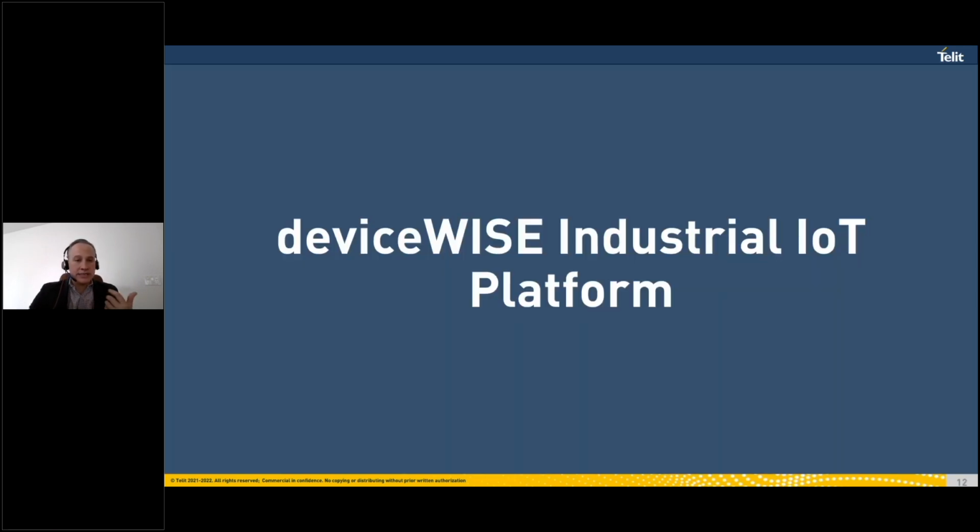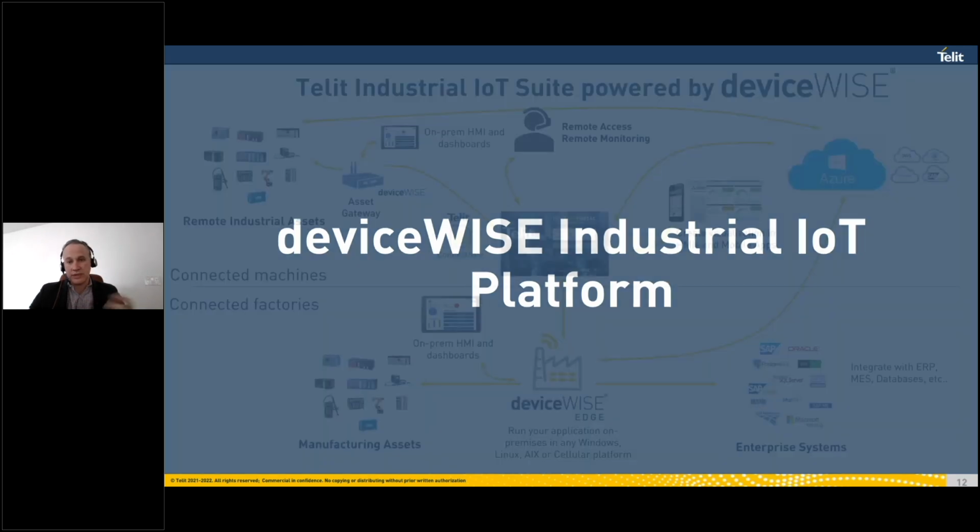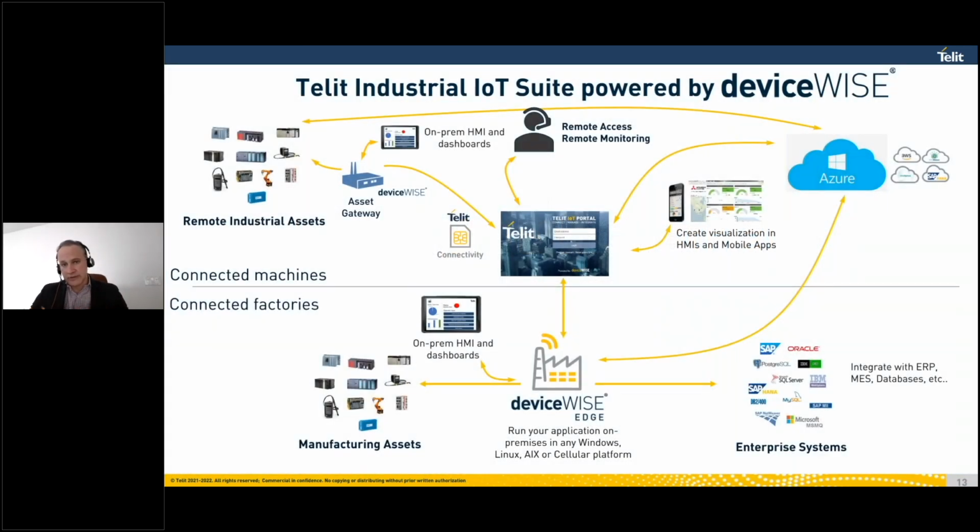And the way that we do this is through an industrial IoT platform that is called deviceWISE. So deviceWISE is a software developed by Telit, actually started inside IBM, now under the Telit umbrella. And this software is a complete platform that allow manufacturing companies to integrate all these machines and all these IT systems with a layer of intelligence between them.